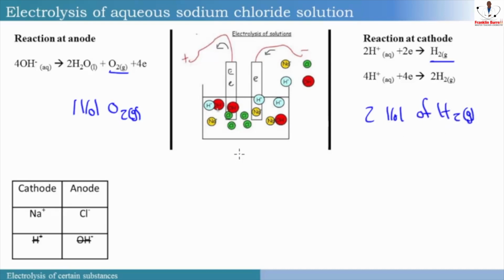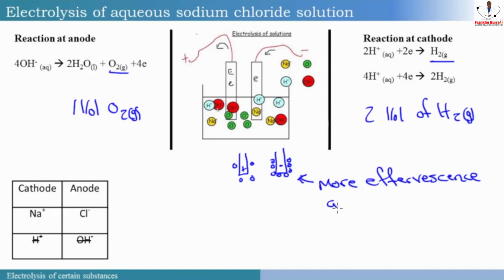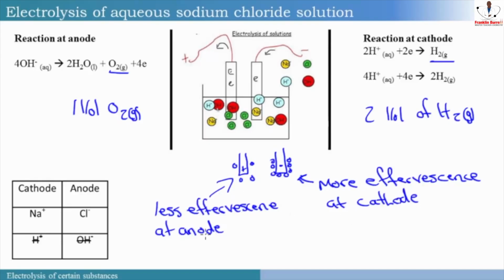If I should draw my anode and draw my cathode here, at my anode I might have 1, 2, 3, 4 bubbles showing effervescence. Since I have 2 volumes at the cathode, I must have twice the amount of bubbles. So this is saying that we have more effervescence at the cathode and less at the anode.